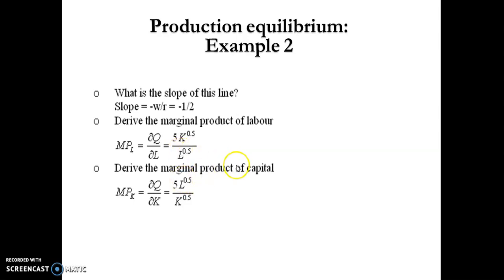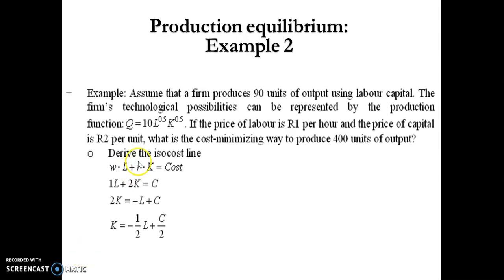Now to get your marginal product of capital, let's reflect on the original function. To get your partial derivative of this function with respect to K, K is raised to the power of 0.5. So you're going to bring that 0.5 down and multiply it by the coefficient in front of K, which is just 1. So you just have 0.5.